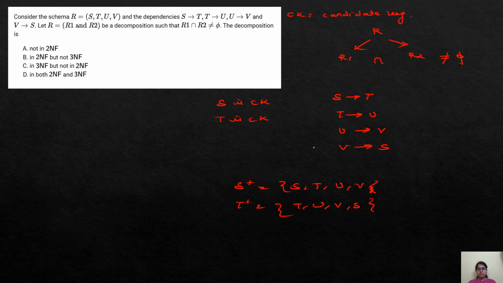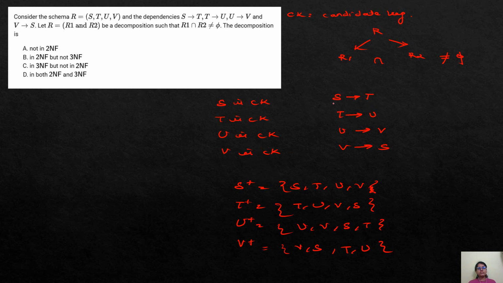Okay, so this is completed. Now let's check for U. So V is determining S and S is determining T. So yes, U is also CK. Okay, and V. If we take the closure of V, it is V, S, and S is determining T and T is determining U. So V is also CK. So here all are CKs, okay.